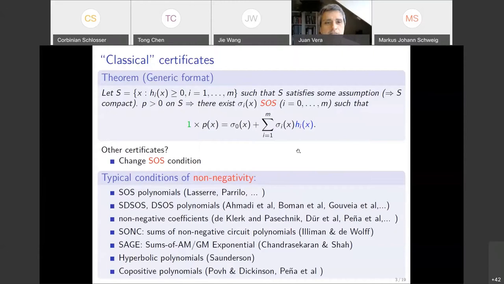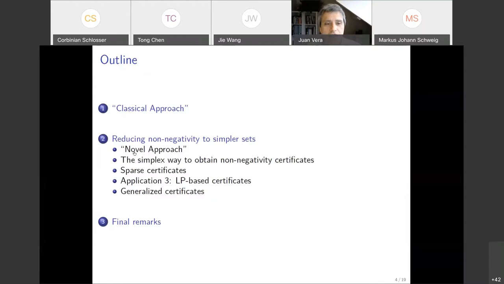So what is the plan? Now I'm going to talk about what I call the novel approach. All this is in quotes because, as I said, these are names just for today. I want to put novel just because it came after this type of certificates and it's different. And then I will go into the main topic of my talk.